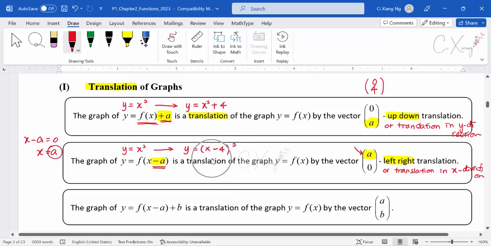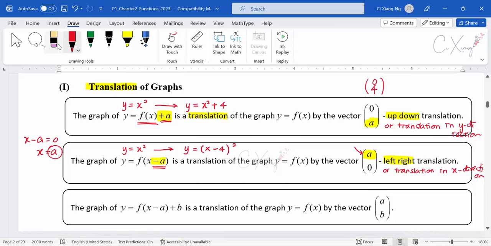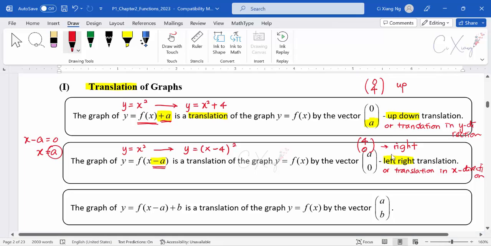Okay, so for horizontal translation here, if I want to put it in the vector form, because inside the function is negative 4, when I want to write it out in the vector form, it will be (4, 0). And when I'm having (4, 0), we are moving this to the right, 4 units to the right. For (0, 4), we are moving it 4 units up. Then this one, we are moving it 4 units to the right-hand side.